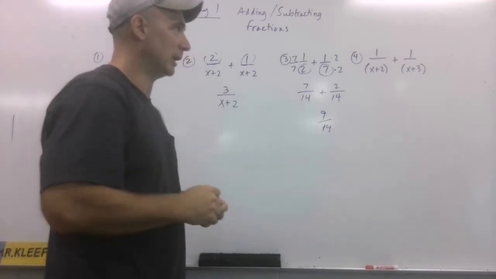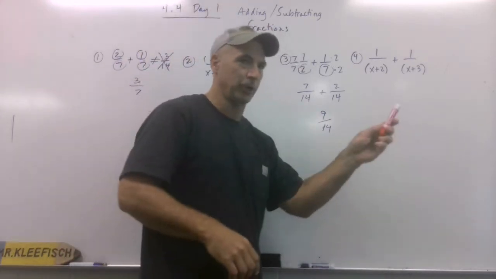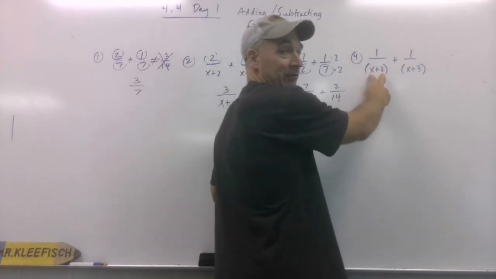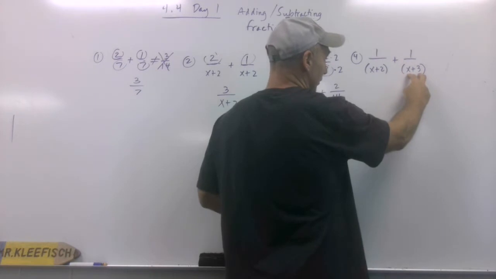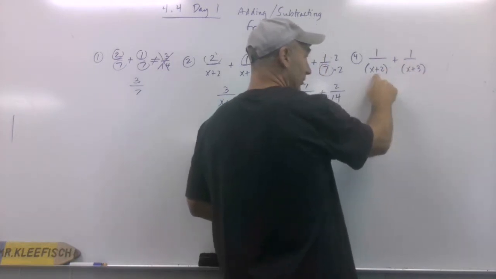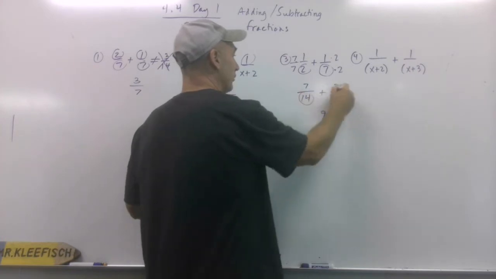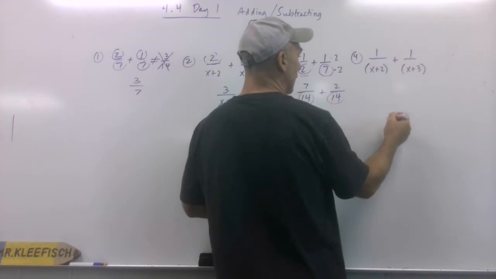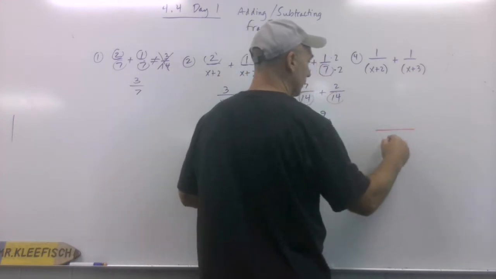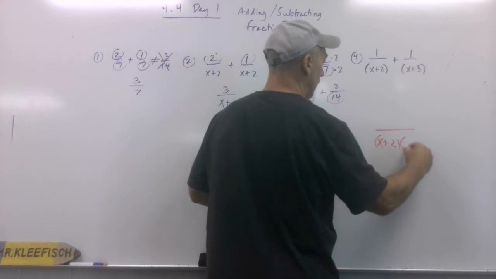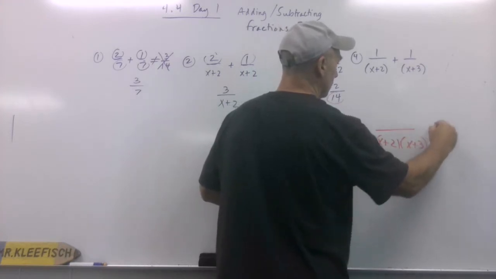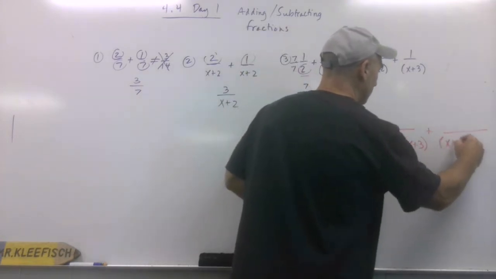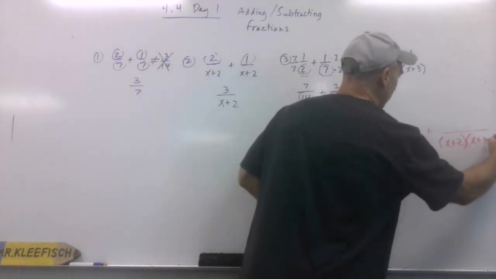Now, things are going to get a little tricky. Get out the red marker. Here's a number, don't know what it is, because we don't know what x is. Here's another number. It's different than this. So how are we going to find common denominators? We're going to stick with the program. We're going to multiply these 2 together. So my new common denominator is going to be x plus 2 times x plus 3. X plus 2, x plus 3.